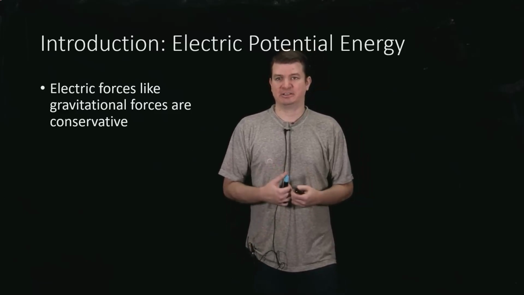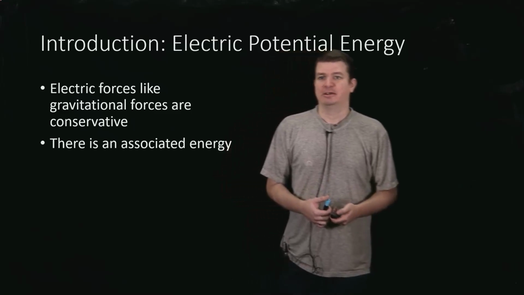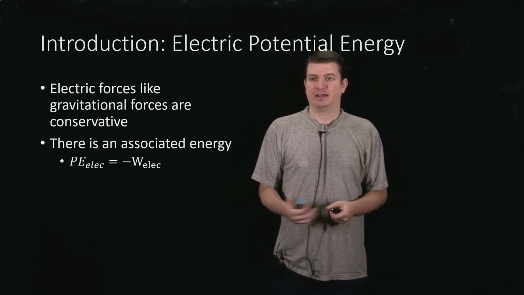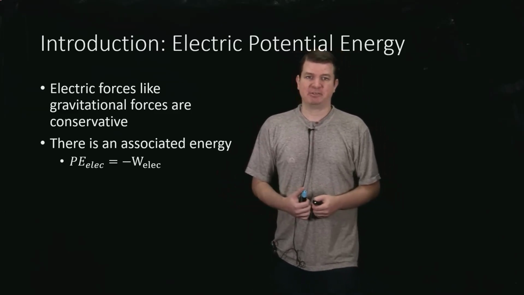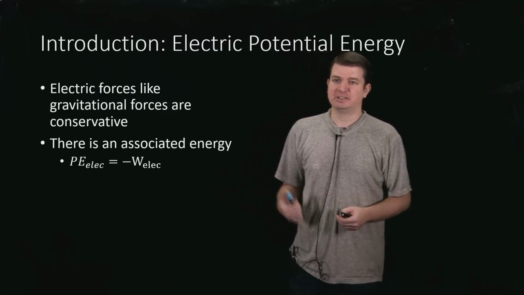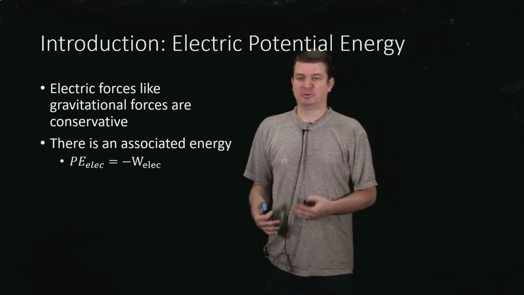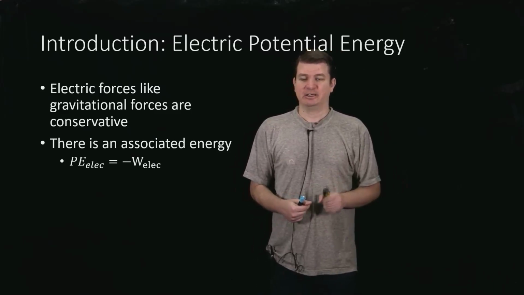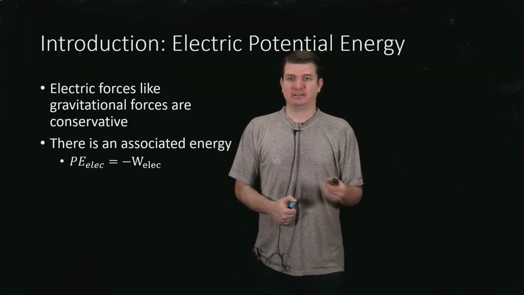And whenever you've got a conservative force, it means there's an associated potential energy. So that energy is the electric potential energy. And that potential energy, just like in the case of gravity, is going to be equal to the negative of the work done by the associated force. So the Coulomb force does some work as you move a charge from one point to another. That work is the negative of the potential energy that you end up storing.